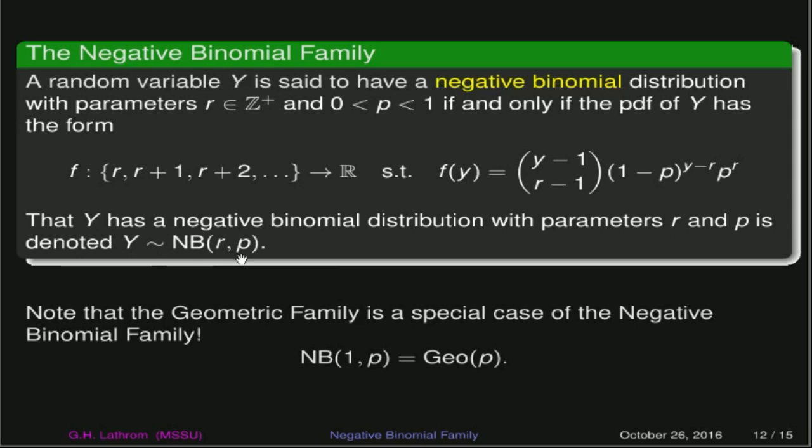So r is the number of successes that we're looking for. p is the probability of success on a single trial. Now, just to put this into context with what we did, the geometric family of distributions is actually a subfamily of our negative binomial family. It's a special case. If we take the special case where r is 1, then negative binomial (1, p) is the same as the geometric family with parameter p.